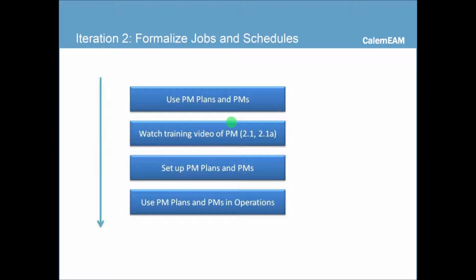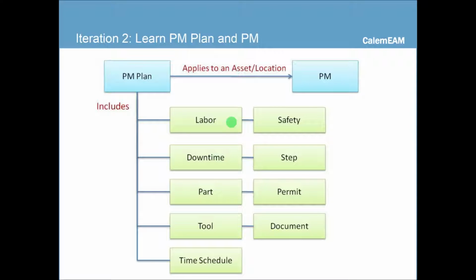The second iteration is to formalize jobs and schedules. In Calem, this involves using PM plans and PMs. You start by watching videos and learning about the PMs and PM plans, set up PM plans and PMs, and use them in your operations. A PM plan is just a standard job template.